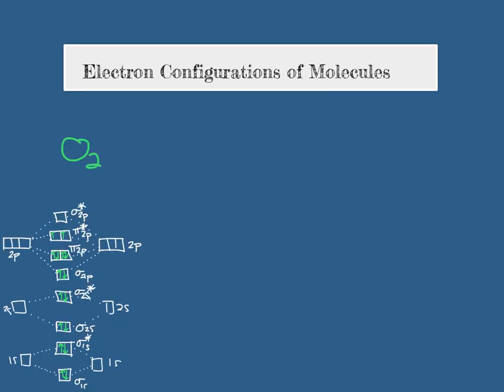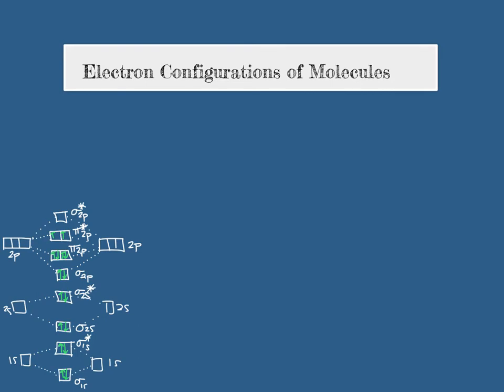In oxygen's molecular orbital energy diagram, you can see that the sigma 1s and the sigma 1s antibonding orbitals stay the same, so do the sigma 2s and 2s antibonding orbitals. However, the sigma 2p and the pi 2p orbitals change locations, so you're going to have to make sure that you switch that in the electron configuration.